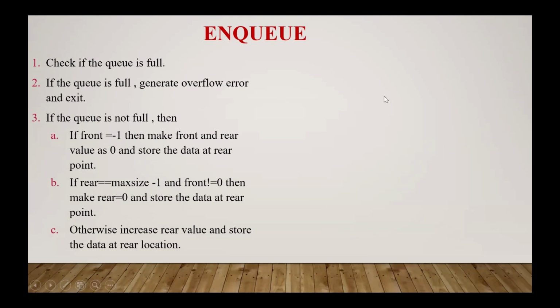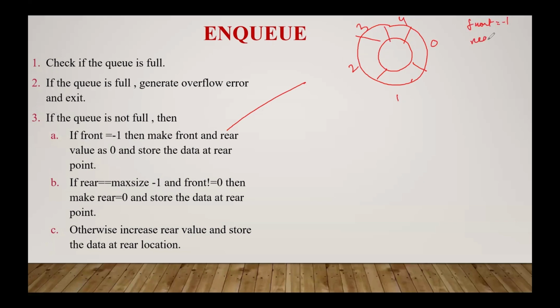For example, this is the case for case 1. We have 0, 1, 2, 3, 4, 5 elements. So what happened? Front equal to -1, rear equal to -1. This is the initialization. If front equal to -1, it means there is no element present. Right now we are going to insert the value. So then what happened? We have to make this one the front and this one the rear, because this end is where the first element is going to be stored. So we have to initialize both pointers to the first element, 0 index, and store the first element.